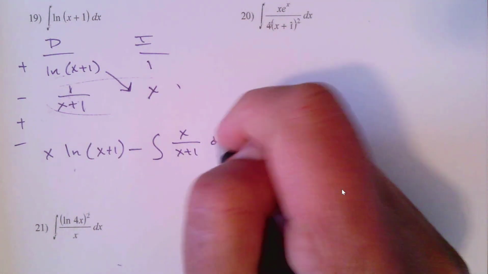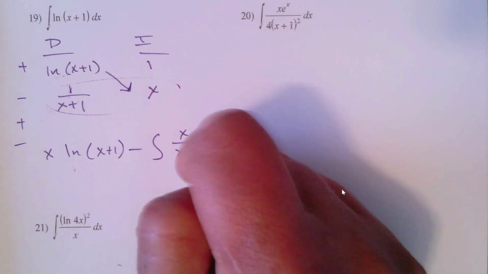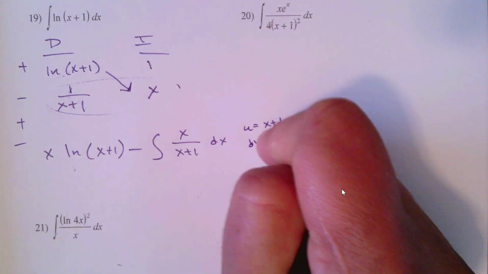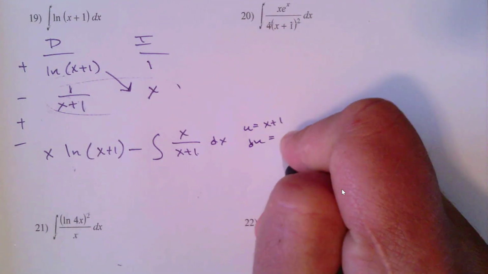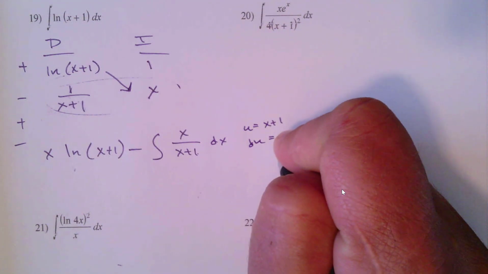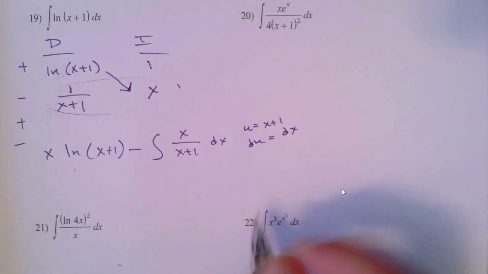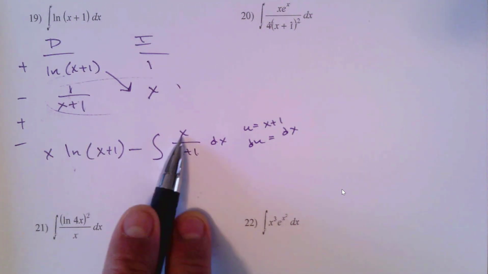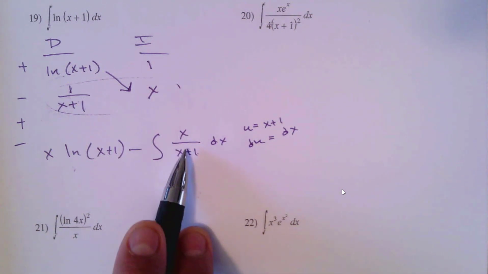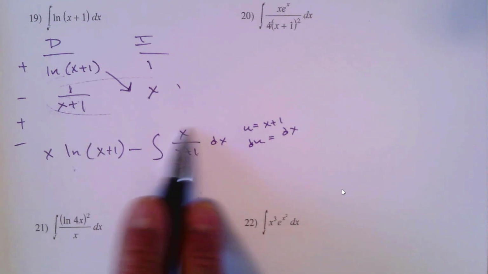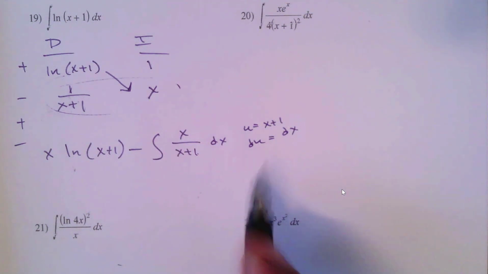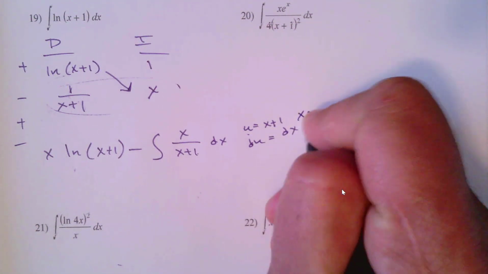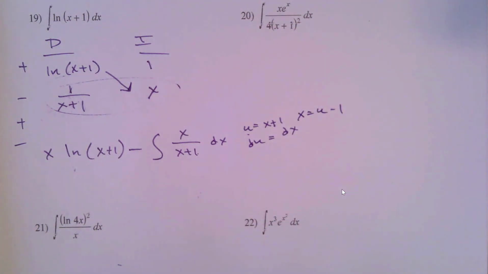So off to the side here, we think, okay, we're going to do a u substitution. U is equal to x plus 1. Du is going to be equal to just dx. And we're going to have to do a long division type of trick. So we have to rewrite the top here because it's not going to go away. So if u is equal to x plus 1, that means that x is equal to u minus 1.